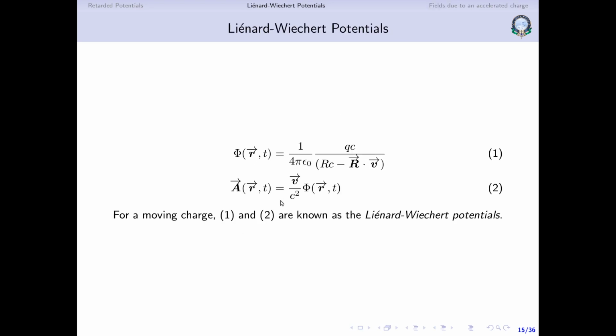We got phi and we got A. We see that if we know phi, we can find out A, provided we know the velocity, of course. We should know the velocity if we want to find out phi. So in other words, if we know phi, then we can automatically find out what is A.